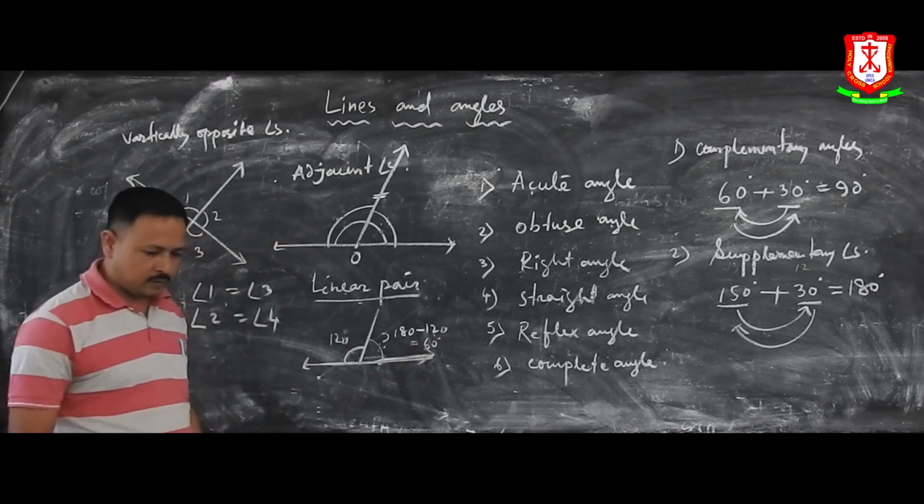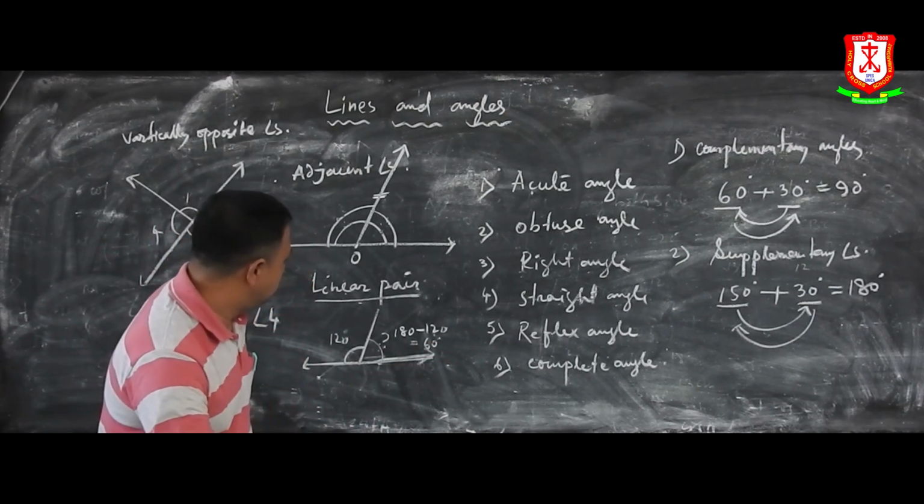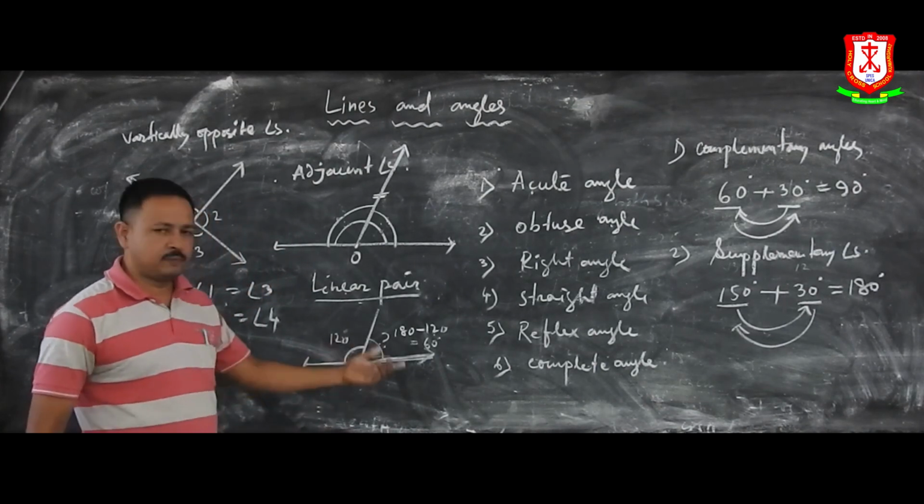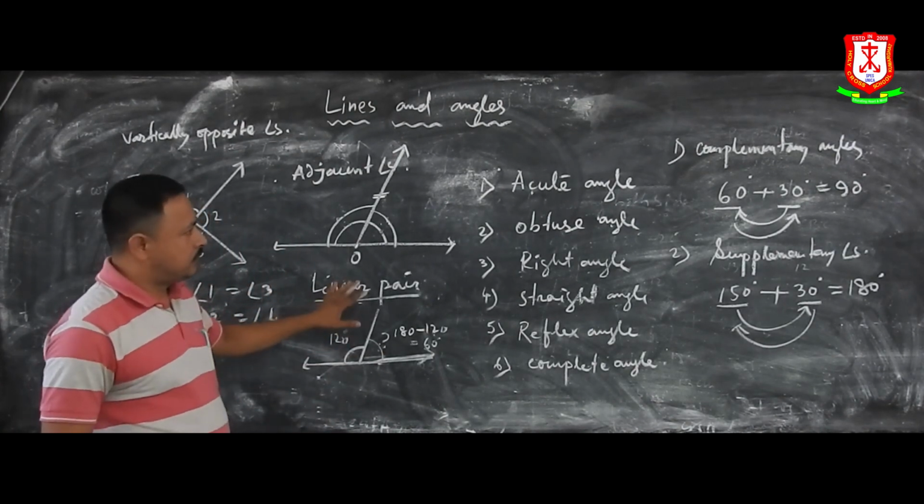So like this we can find out linear pairs. If one angle is given, the other one we can find out.